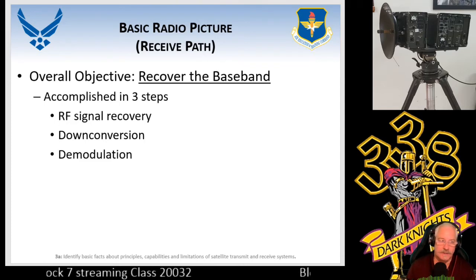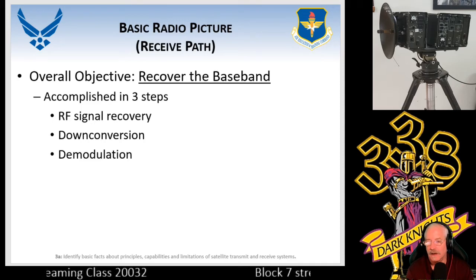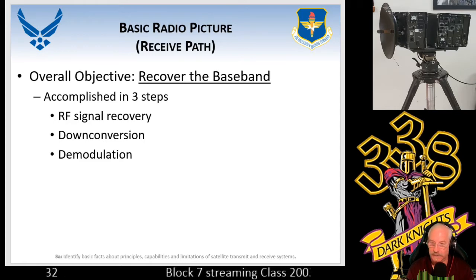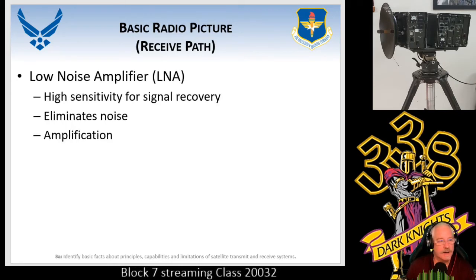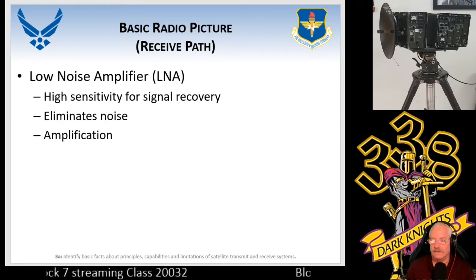There are 3 steps. You have RF signal recovery, down conversion, and demodulation. It is pretty much the same thing as transmit, except it's in reverse. That's it. So you're doing the same thing, just in reverse. We have RF signal recovery, down conversion, demodulation. Let's take a look at these. So the first one we're going to go through is something called an LNA, low noise amplifier. Because it's such a weak signal coming into the antenna, we're going to have to do something called amplification.